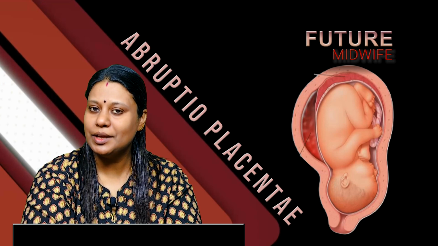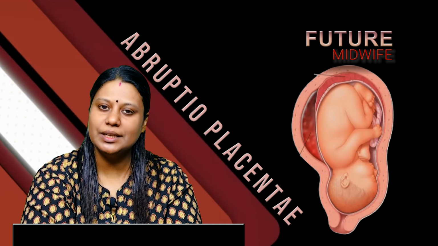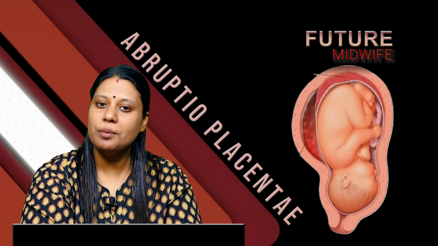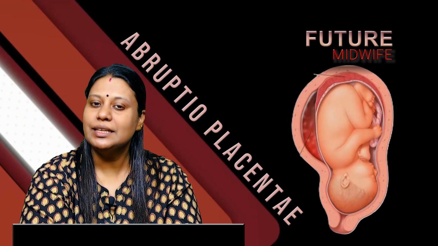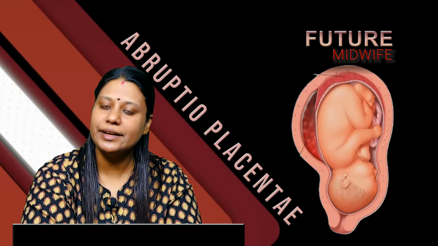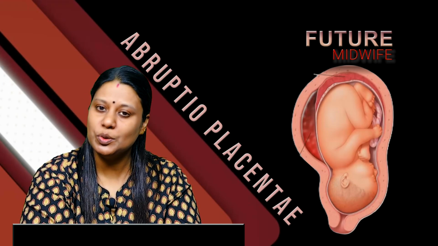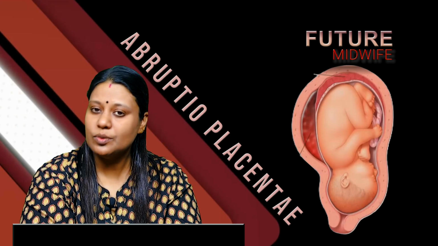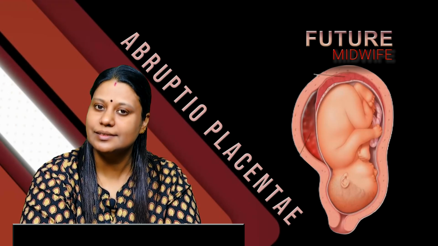Still we are in the track of complications of pregnancy. Today we'll discuss abruptio placenta, otherwise known as placental abruptio. It is a pregnancy complication characterized by premature separation of placenta from the uterus. The incidence of abruptio placenta is approximately 1 in 100 pregnancies.